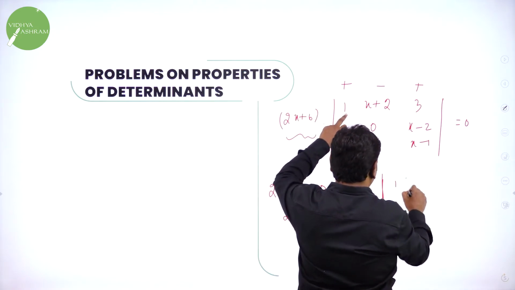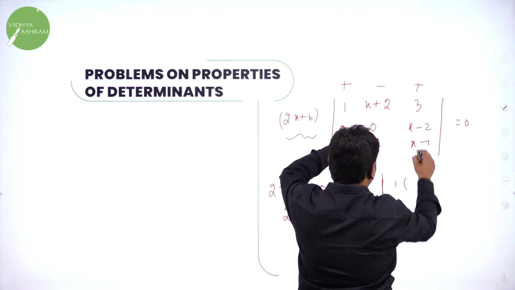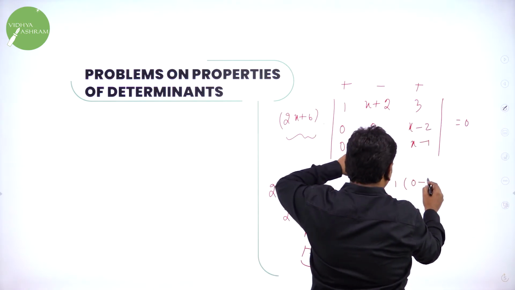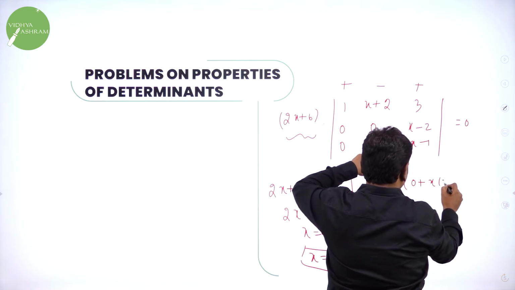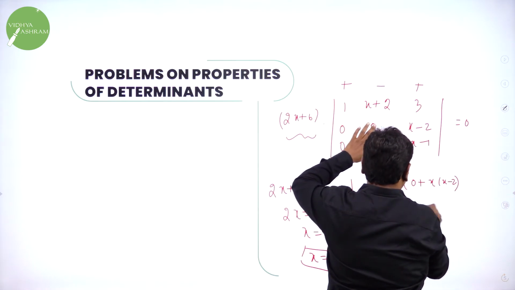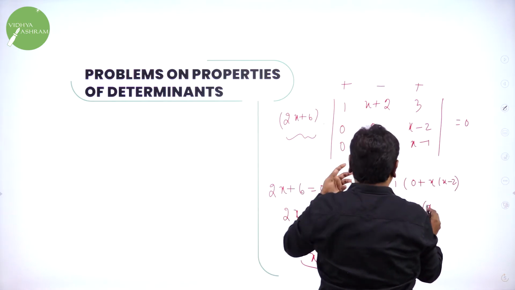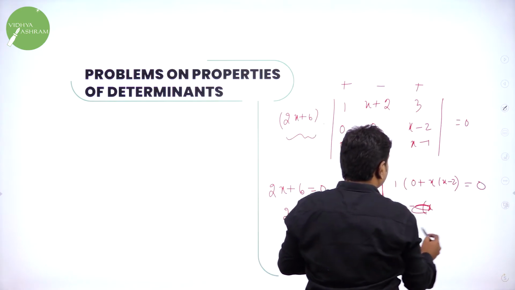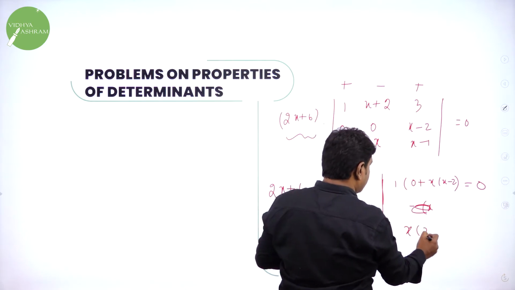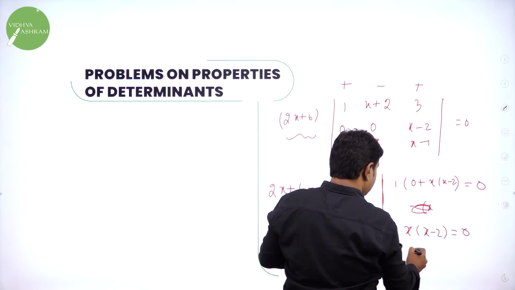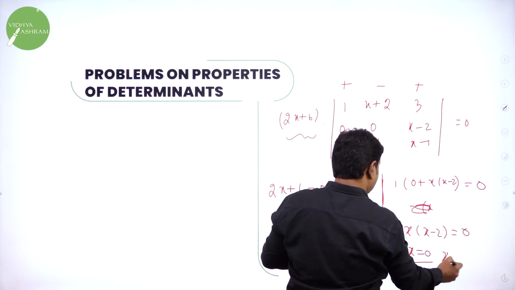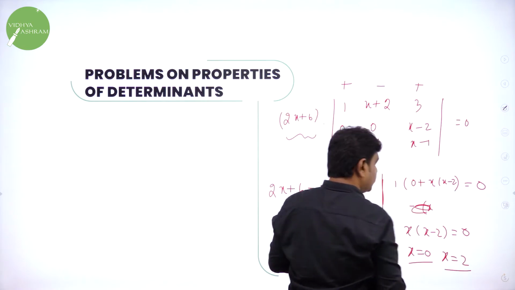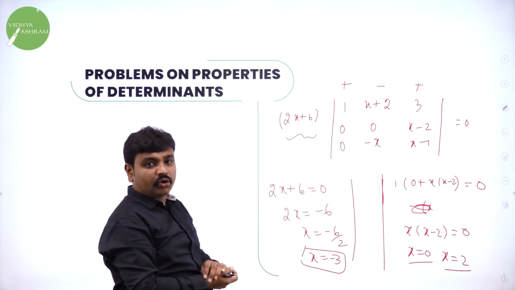If I expand this, 1 into, delete this, it will become 0 minus, minus of minus becomes plus x into x minus 2, plus minus x plus 2 into, that's it, only one element because these two are zeros, is equal to 0. Simplify this, you will get x into x minus 2 is equal to 0. Further simplify, x is equal to 0 and x is equal to 2. That's it, 3 values. I hope all of you understood this.